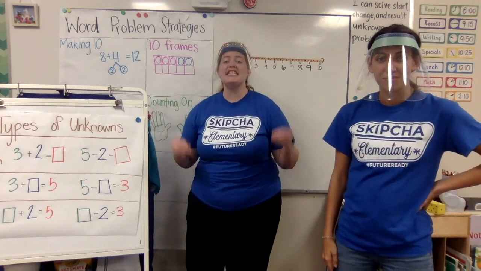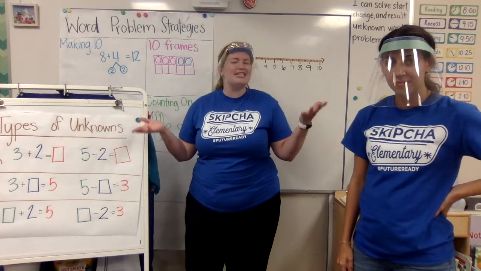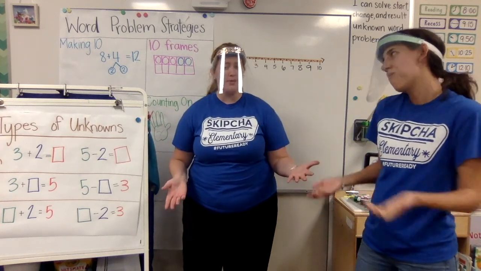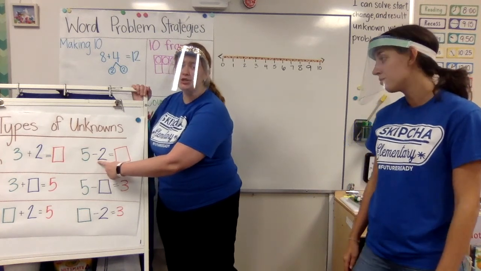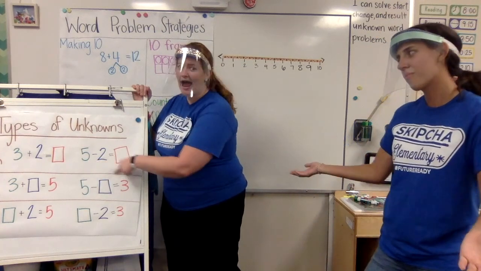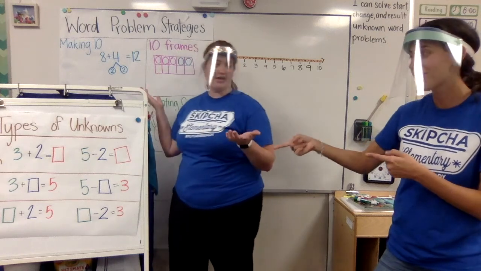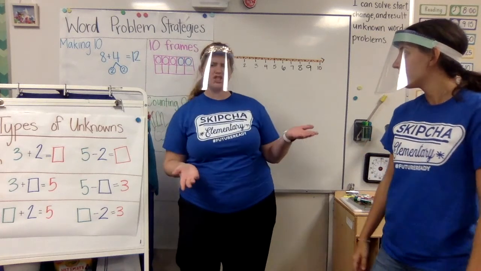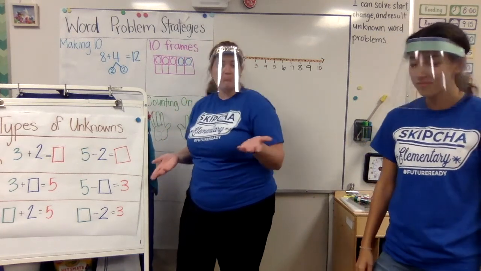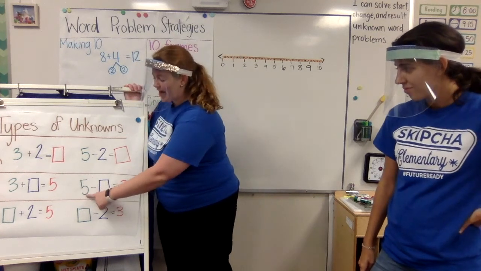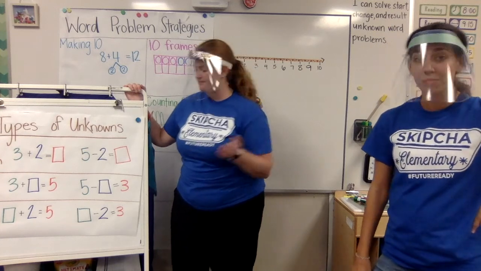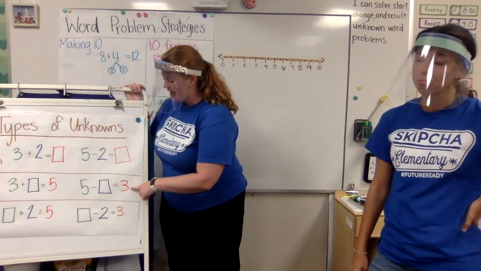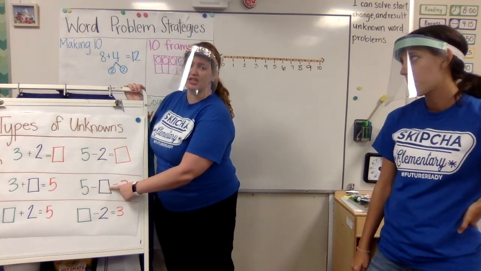Remember, whatever is the unknown, that's just the number we don't know from our word problem. Like Miss Lestico has 5 llamas. She loses 2. Now how many does she have? I don't know. So I put a box and I'm going to solve and figure it out. I might say, Miss Lestico has 5 llamas. She loses some. Now she has 3 left. How many did she lose?